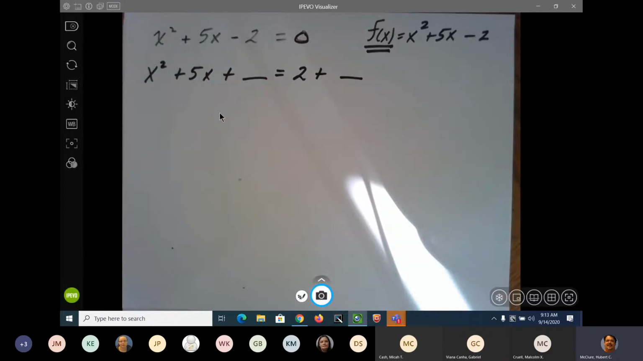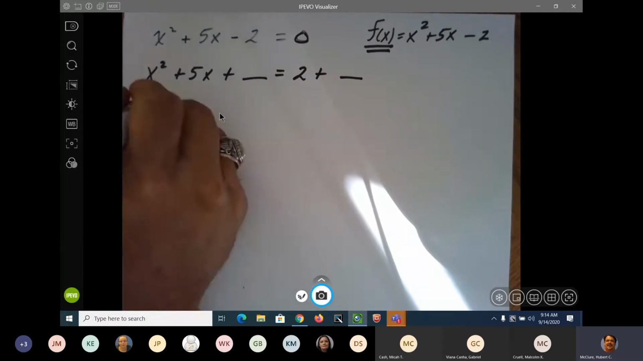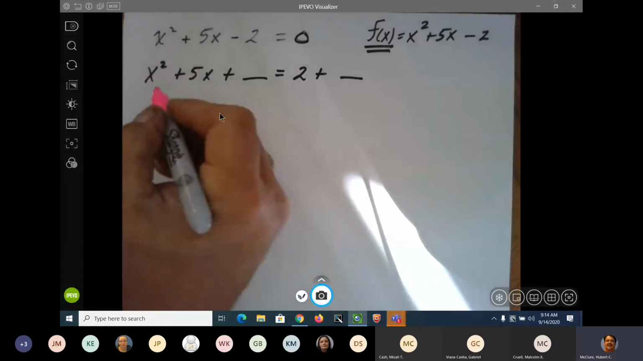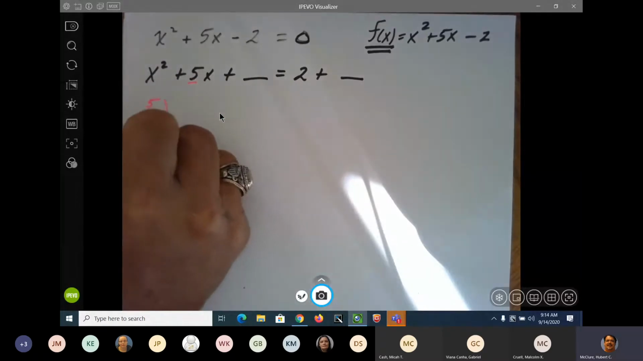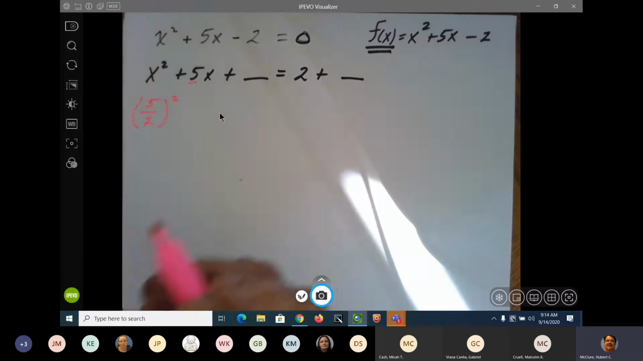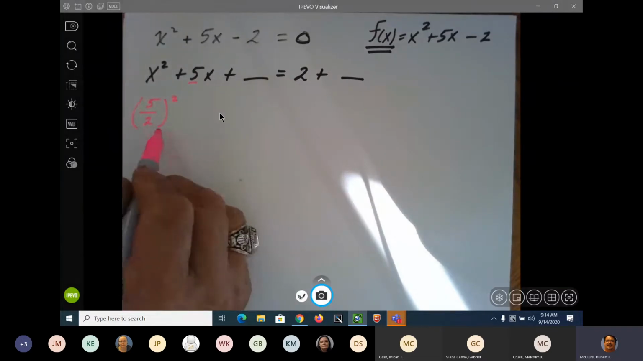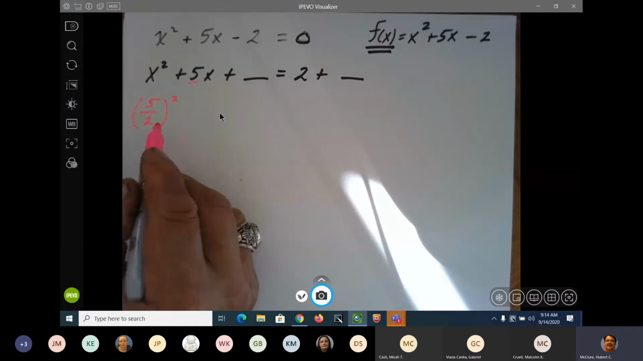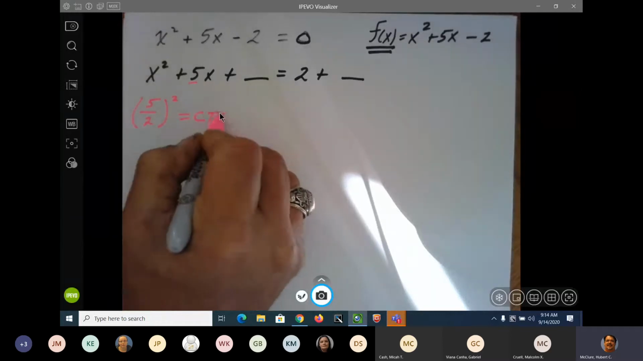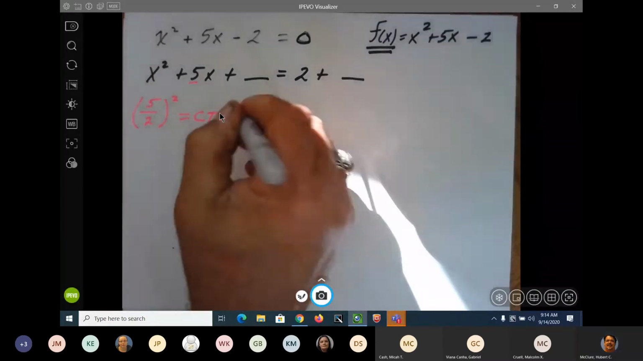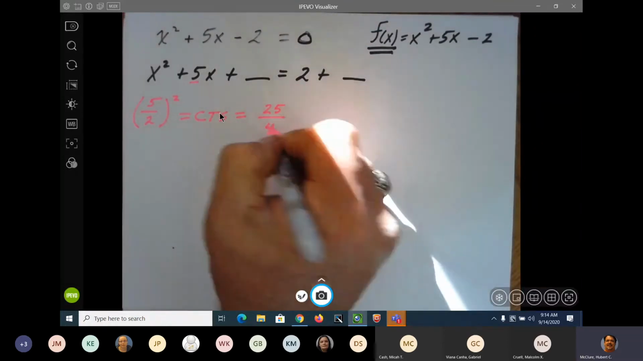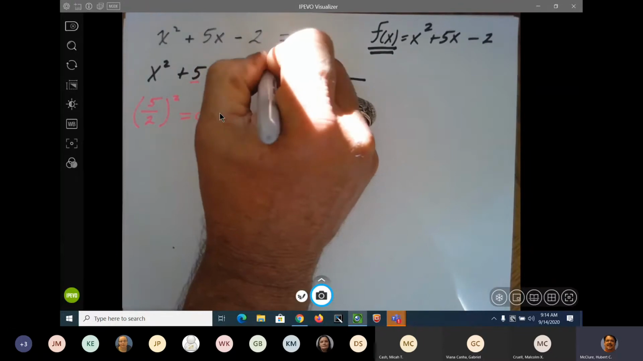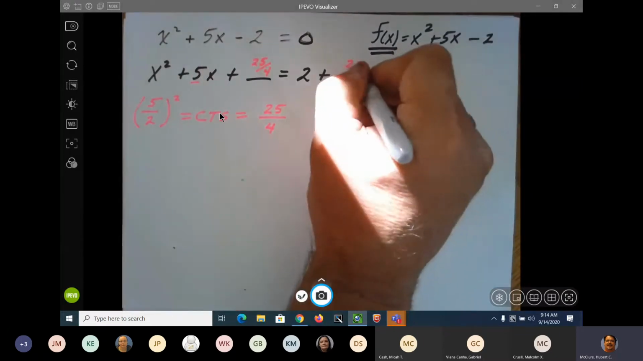Now I'm going to complete the square. And I'm going to do that in my pink, because this is the important part of completing the square. I take that number, 5, I divide it by 2, always divide it by 2, and square it. And that right there is completing the square. When you do this, you are completing the square. And that's equal to 25 over 4. You put that there, and you put that there.